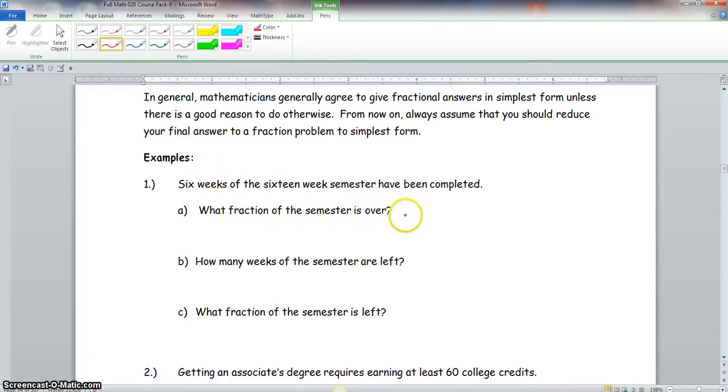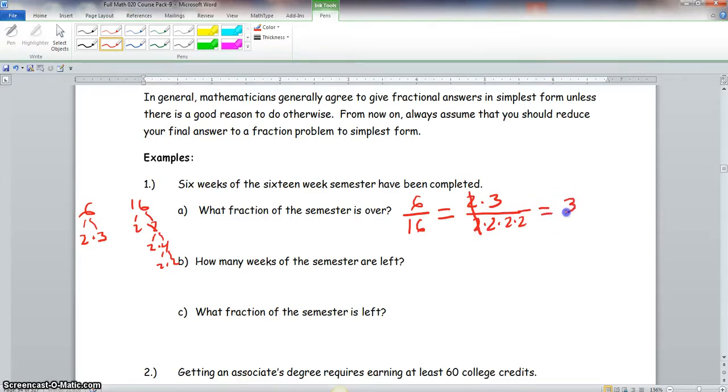So what we would do is, our complete semester is 16 weeks. What's over right now is 6 weeks. So we add 6 over 16. Now we can go off to the side here, do the prime factorization of 6, which is 2 and 3. The prime factorization of 16, we could break that down to 2 times 8, and then 8 breaks down to 2 times 4, and 4 breaks down to 2 times 2. So we have 4 2's here. So we have one set of 2's in common, and our final answer is 3/8.